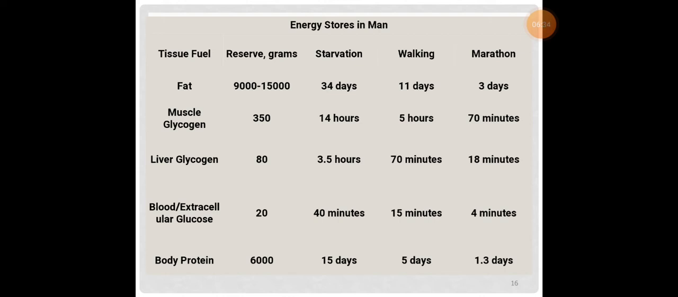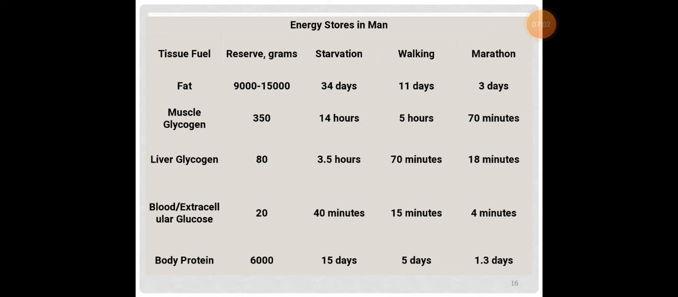So if you are lost in the desert, just stay where you are. Don't walk. If you walk, that means you consume more energy. If you are running, you will only live for 3 days. So staying is better. Muscle glycogen provides 350 grams, liver glycogen only 80, blood extracellular, body protein 600.